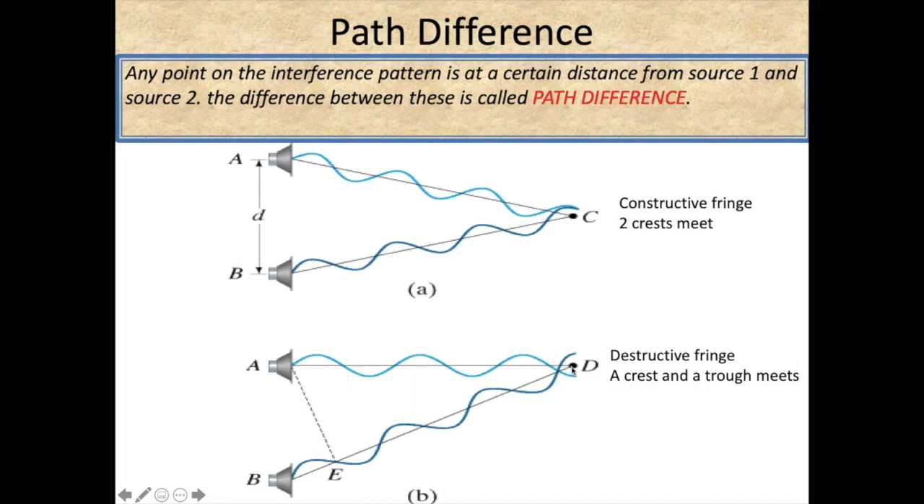Point D, however, would be a point where they always meet destructively, because this is a point where a crest will always meet a trough. Point C will be a point where a crest meets a crest or a trough meets a trough. So point C will be a bright spot. Point D will be a dark spot. That's for light. For sound, point C would be a loud spot. Point D would be a quiet spot.